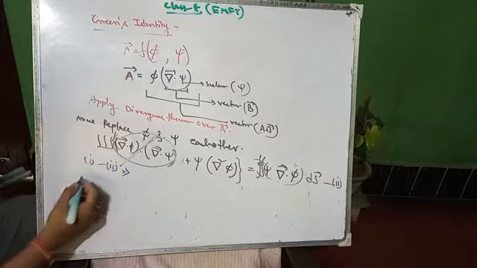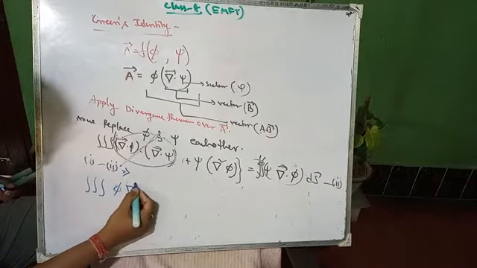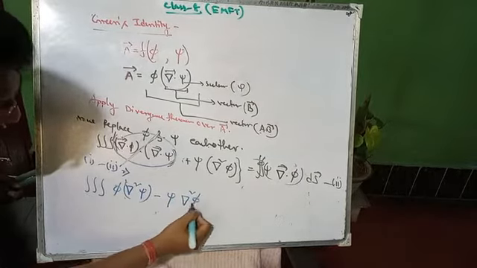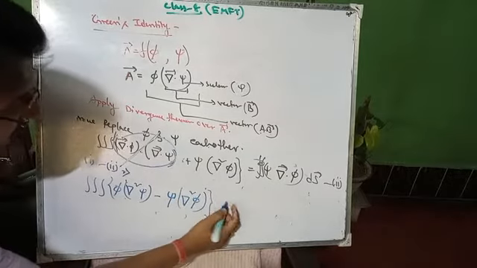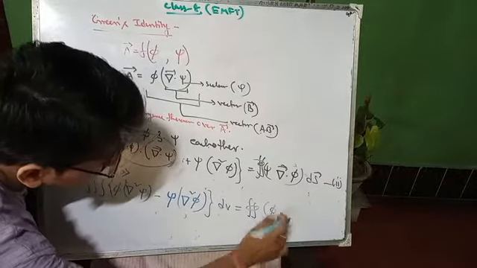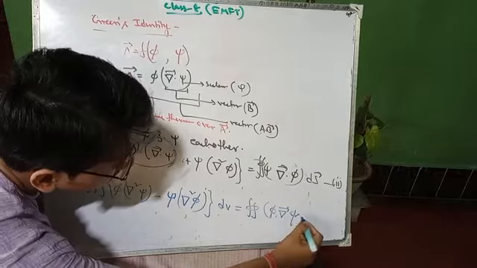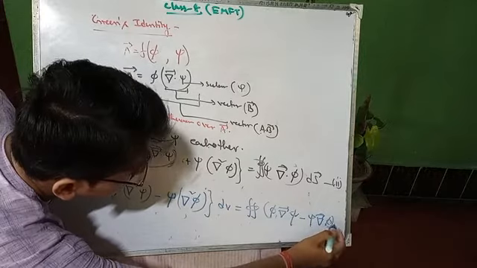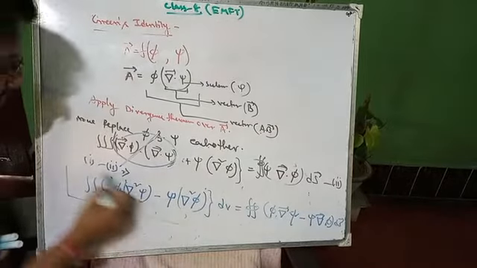So 1 minus 2 will result as the double integration of phi Laplacian of psi minus psi Laplacian of phi over dv, which will be equal to the closed surface integration of phi grad psi minus psi grad phi over ds. So this is your Green's identity.